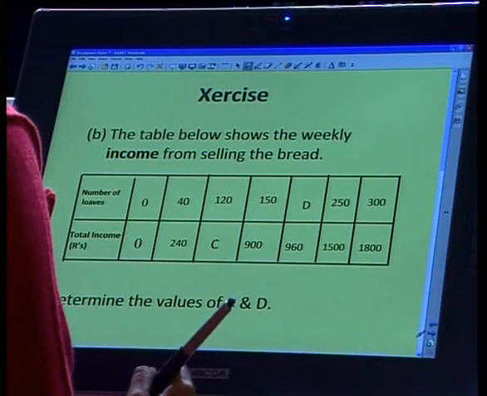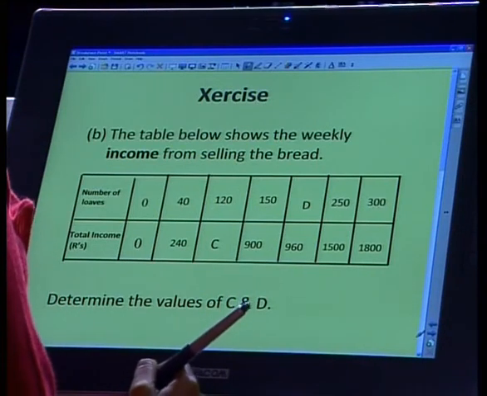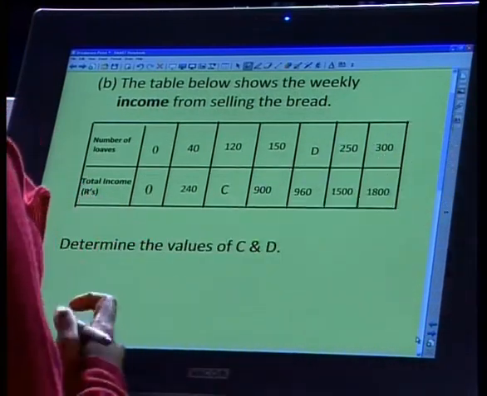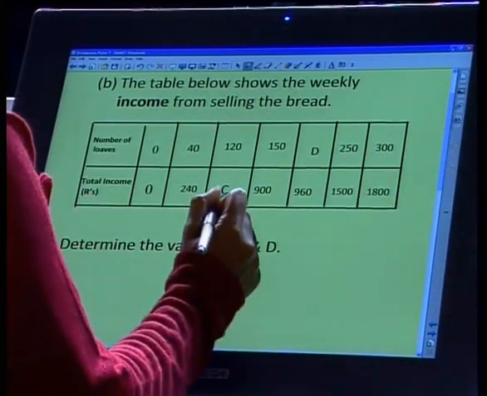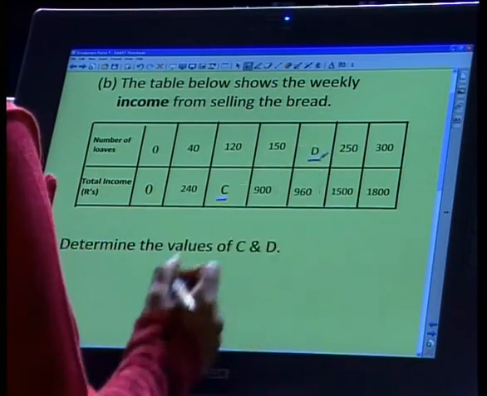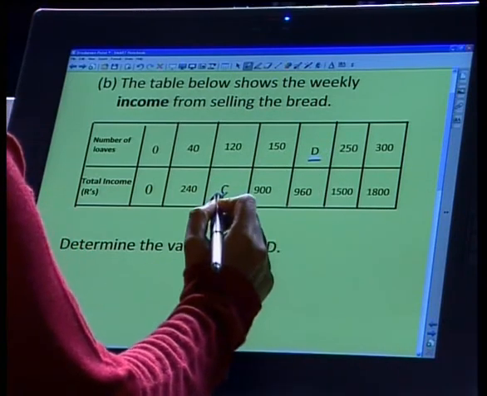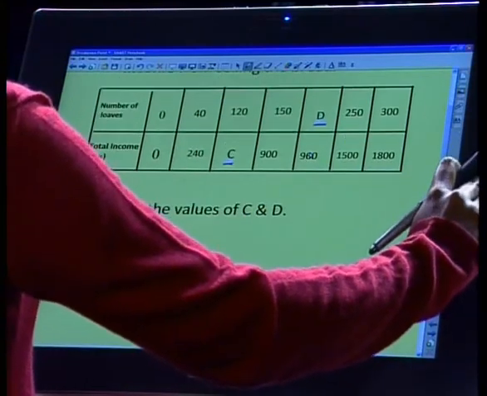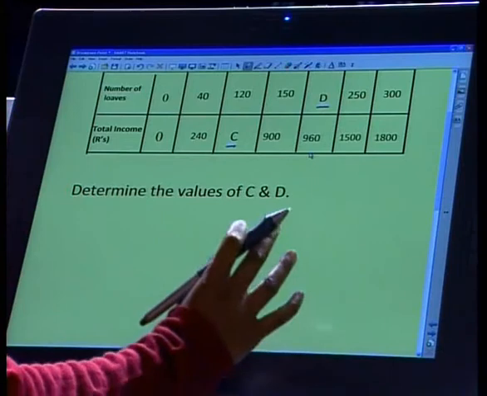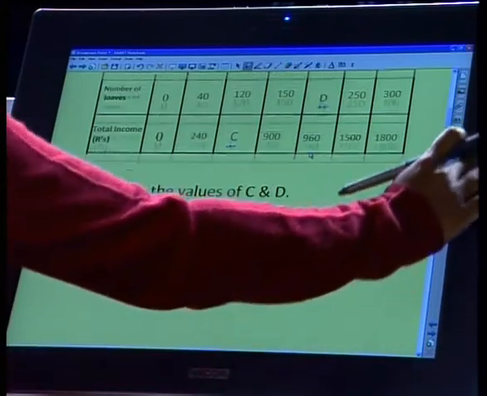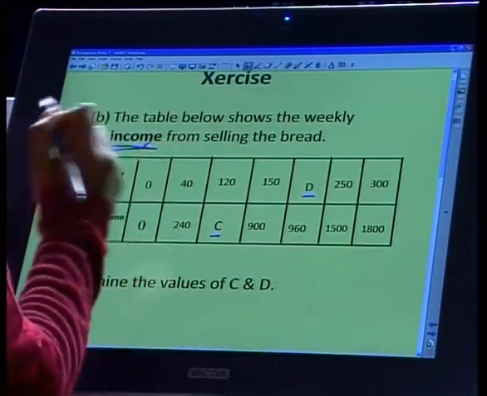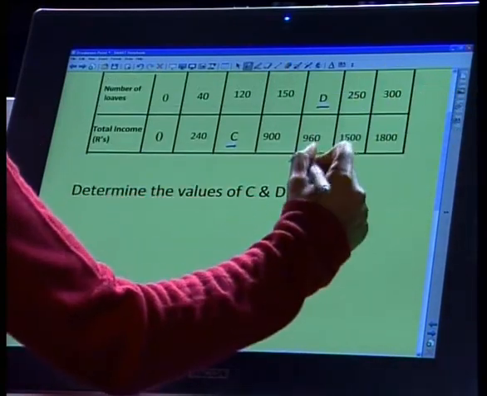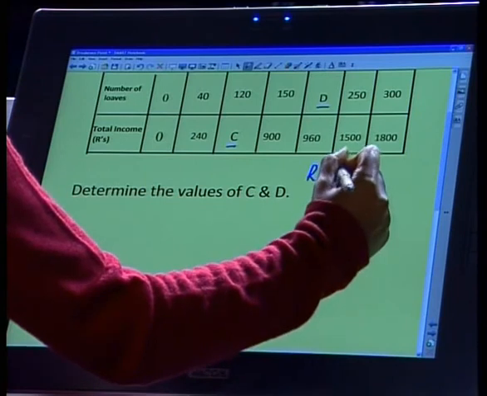Okay, for part B of the exercise, they give us another table. This time it shows us the weekly income from selling bread, and we are asked to find the values of C and D. Now C is your total income, and D is the number of loaves. So two different quantities that we are trying to find here. The first thing we have to determine is how we would work out the income from selling bread. Now they tell you that they sell the bread at R6 per loaf.